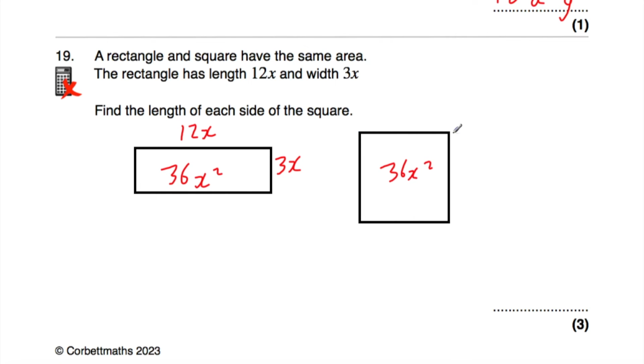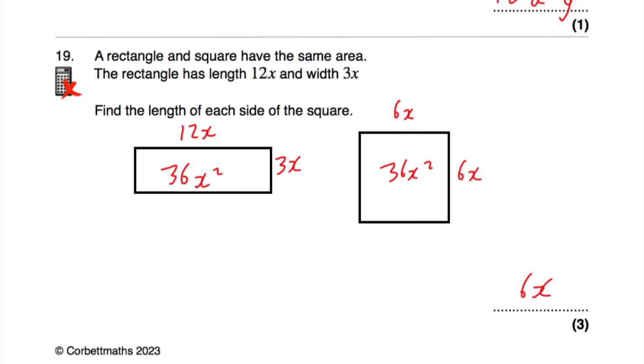So we want to figure out what multiplied by itself, because remember it's a square, that means that the length and the width are the same as each other. So what multiplied by itself will be 36x squared. Well, 6 times 6 is 36, so it's going to be 6 and x. And let's just check that. 6x times 6x, well, 6 times 6 is 36, and x times x is x squared. So the length of each side of the square would be 6x.